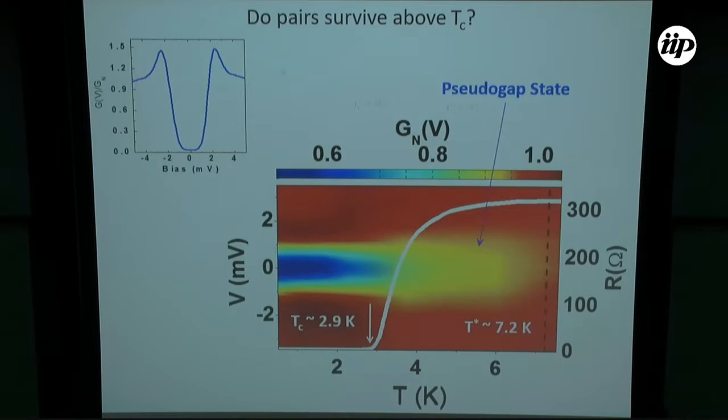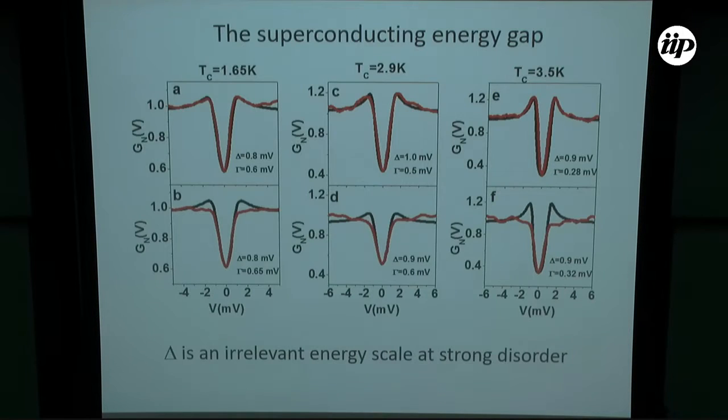In fact, this is what we call the pseudogapped state in this material. And in fact, you realize that the gap here is an irrelevant parameter, because you take these three samples, the TC varies by a factor of 2, yet you see that the gap is roughly the same for all of them, about 1 milli-electron volt.